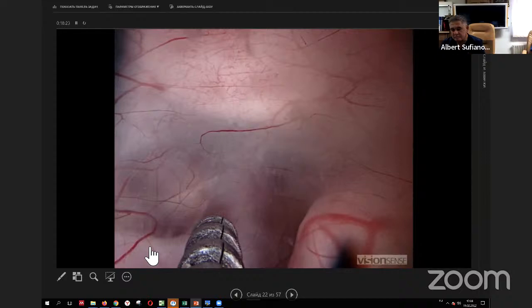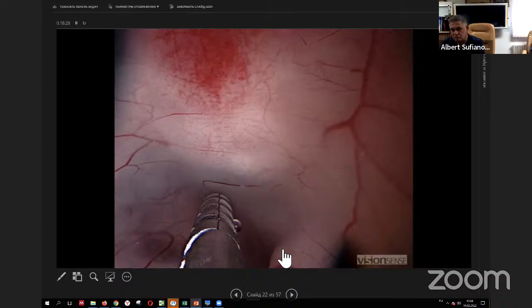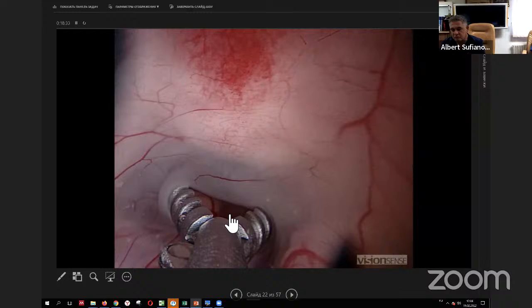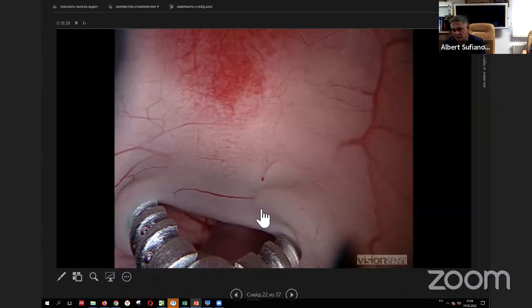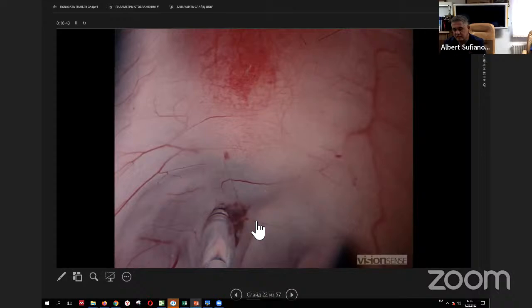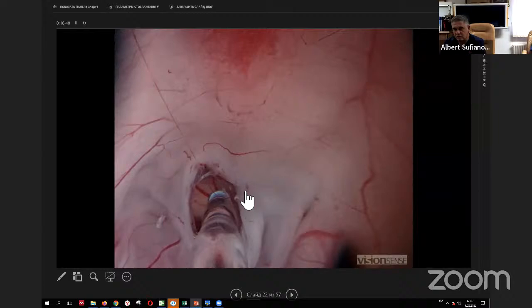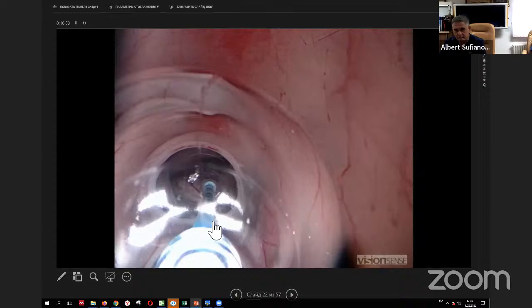First, we create the ETV, just to restore circulation. I choose a safe place, just before the basilar artery, and open the floor of the third ventricle with the forceps. And then I dilate the fenestration with the Fogarty catheter. It's very easy to widen the fenestration with the Fogarty catheter.